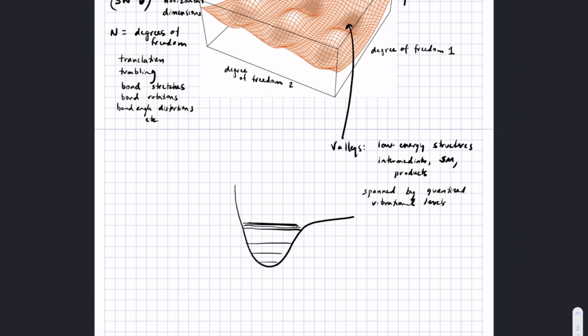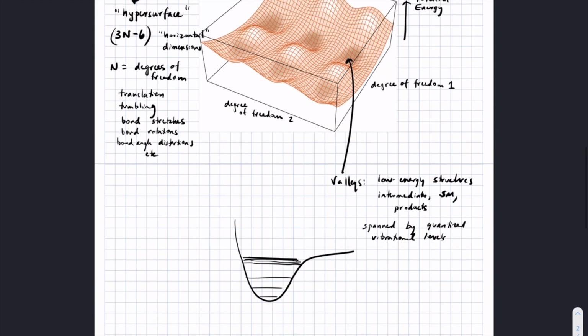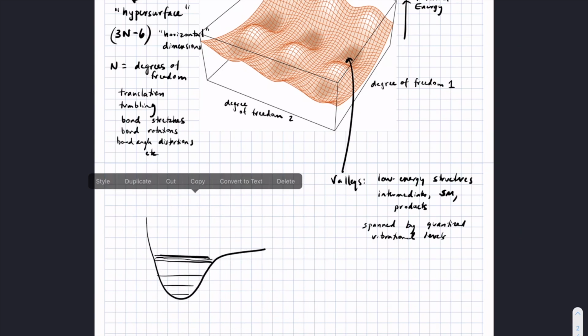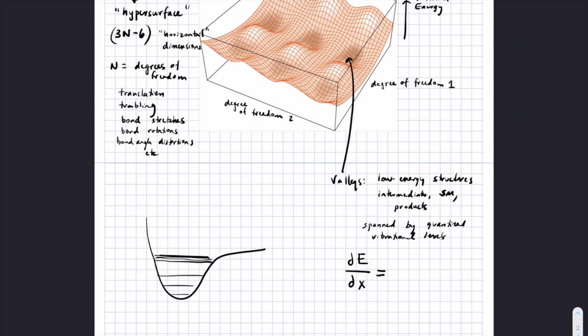Valleys are characterized by minima. They are minima, of course, in the potential energy surface. So if we were to take the first derivative of the energy surface with respect to one of the degrees of freedom, let's just call it x, like the x-axis, that first derivative should be what at the minimum? 0. Okay, that makes sense mathematically.